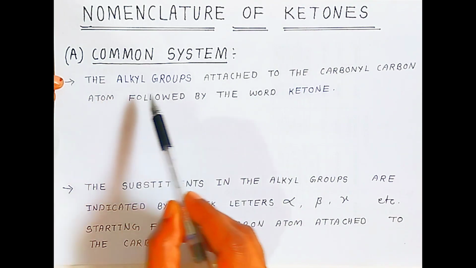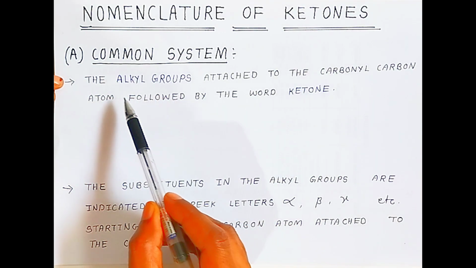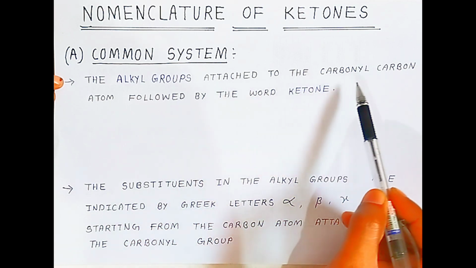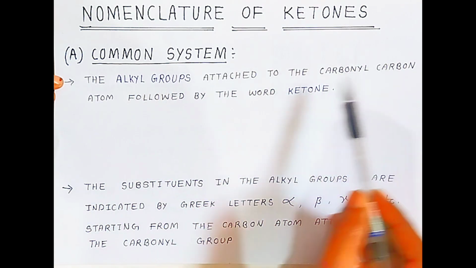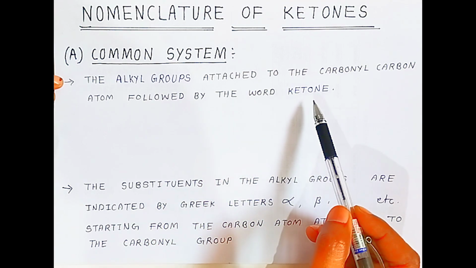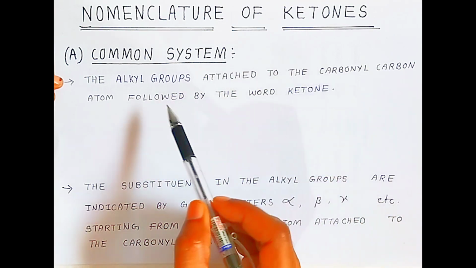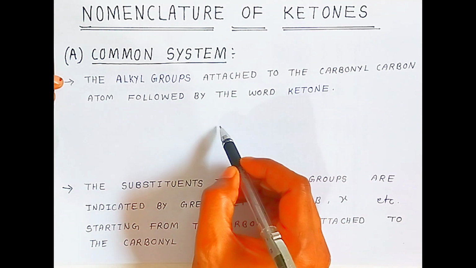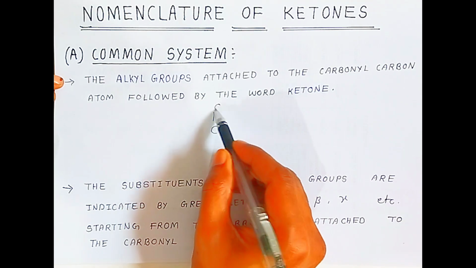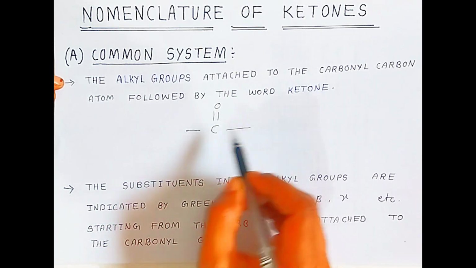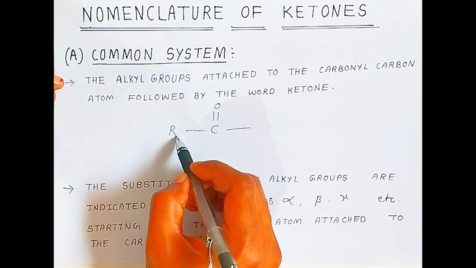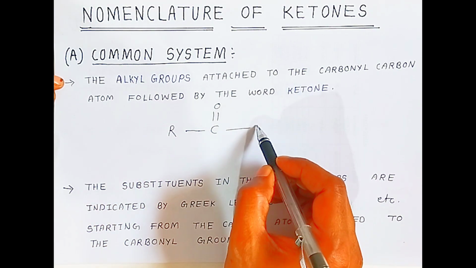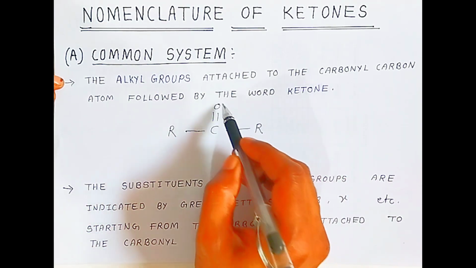Students, first you should see the alkyl groups attached to the carbonyl carbon of the carbonyl. When alkyl groups are attached to the carbon atom of the carbonyl, it is followed by the word ketone. If you want to name the ketone in the common system, please keep in mind: this is the carbon atom of the carbonyl. When there are alkyl groups attached on this side as well as this side, only then do we call this carbonyl a ketone.